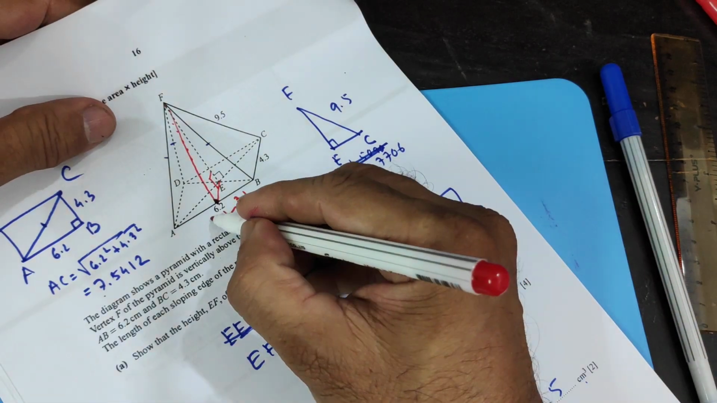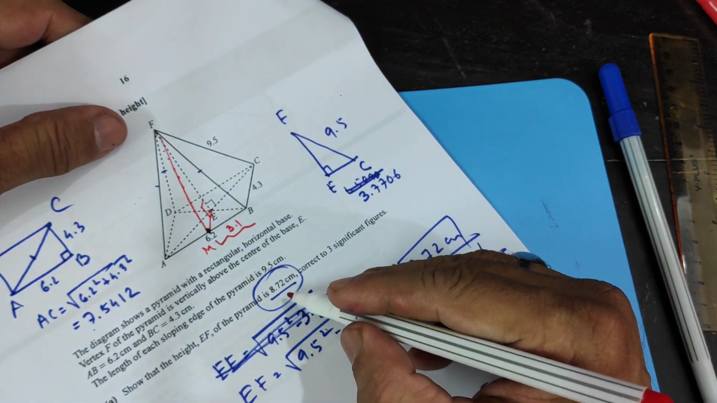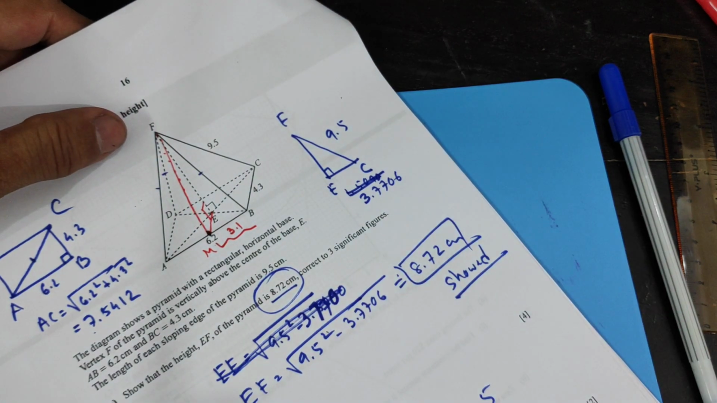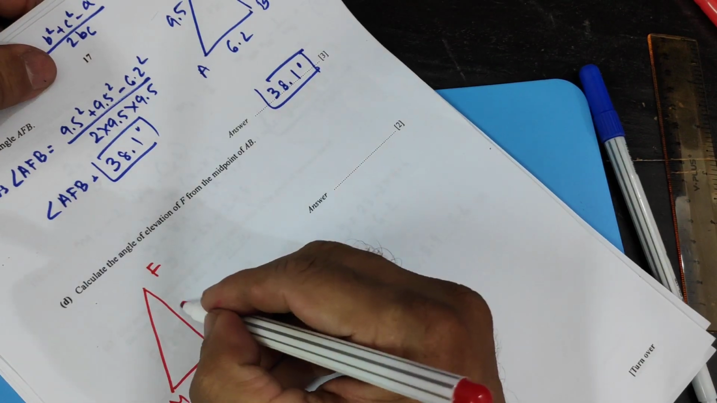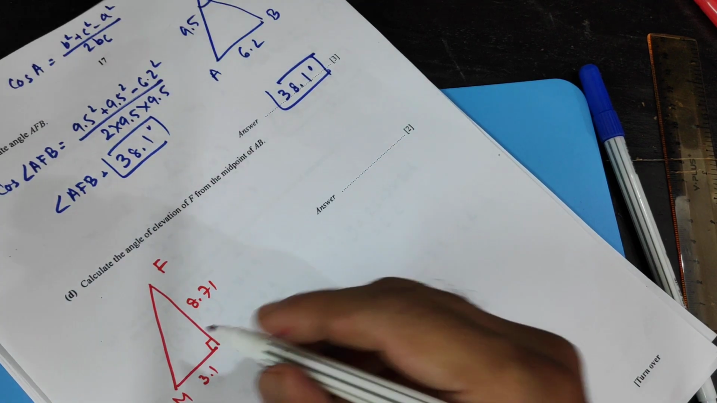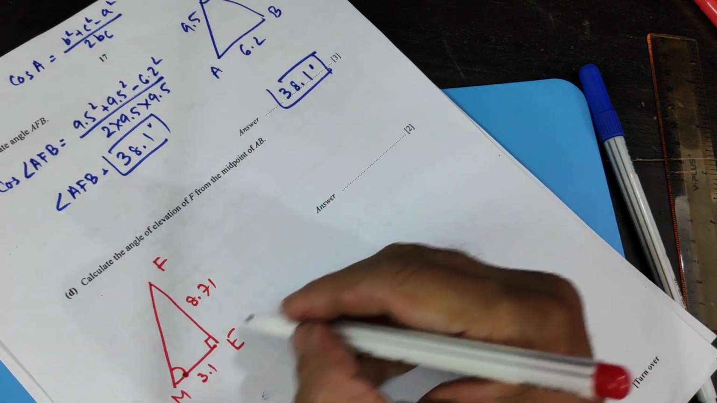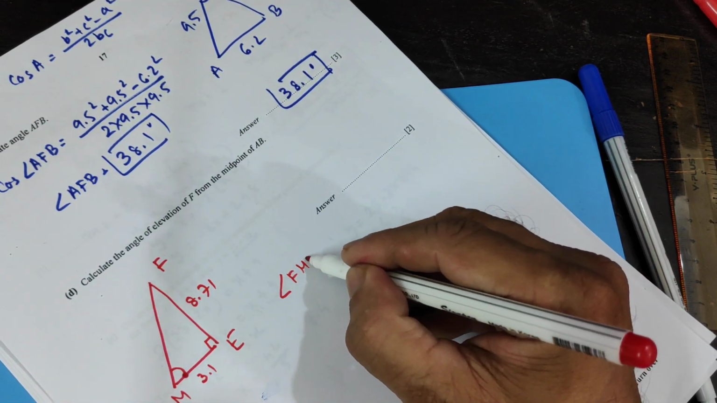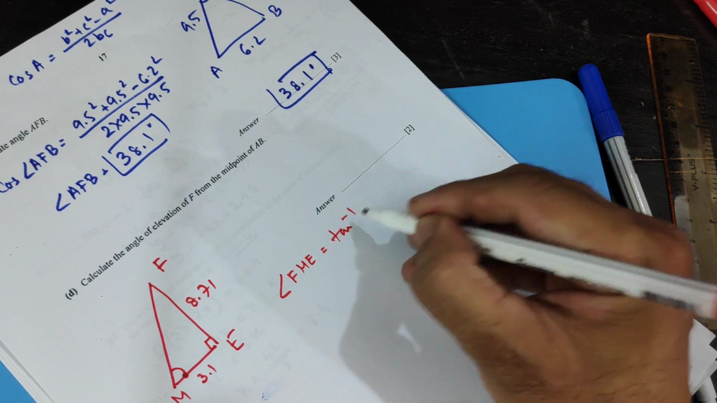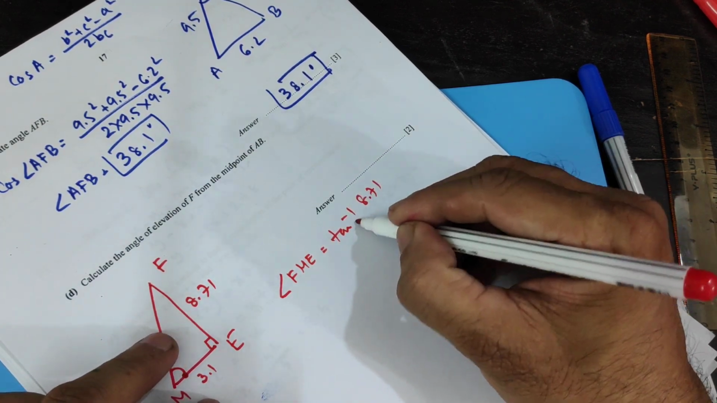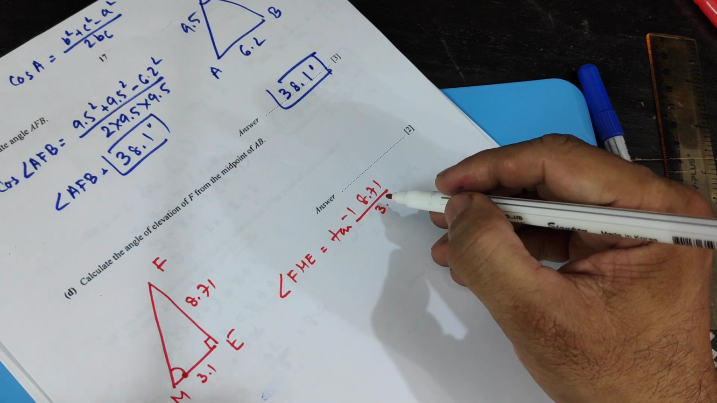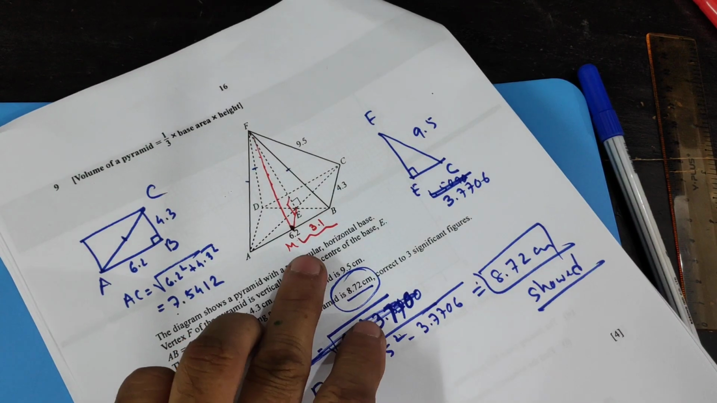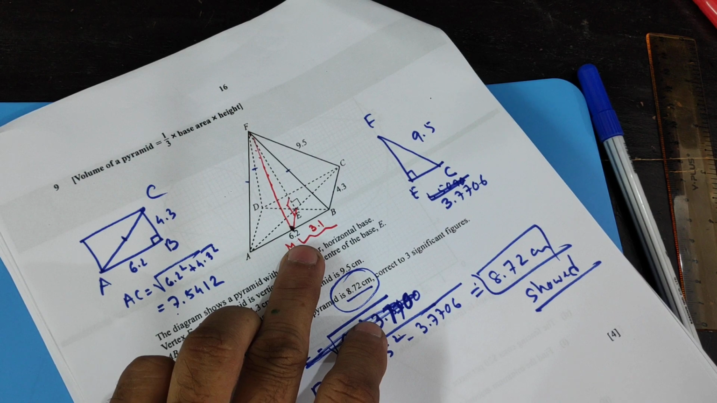So MB is 3.1, and this is 8.71. So this is the angle it's asking for. This angle FME should be tan inverse of 8.71 divided by 3.1.